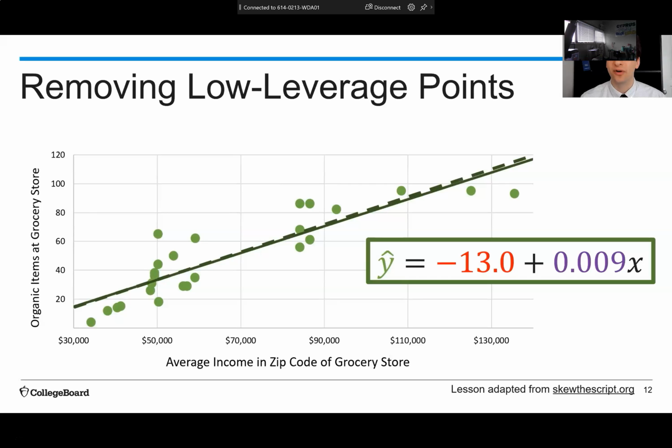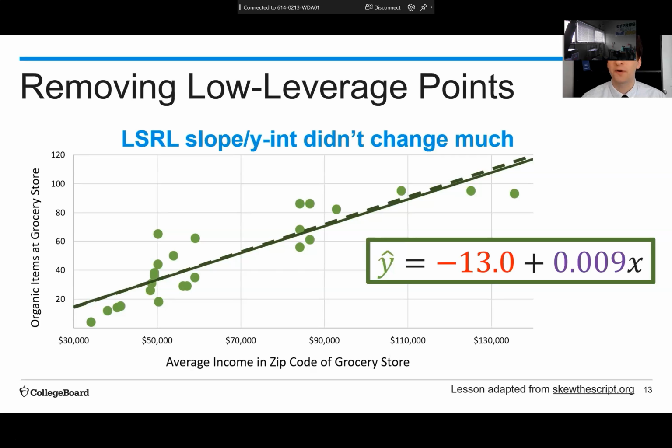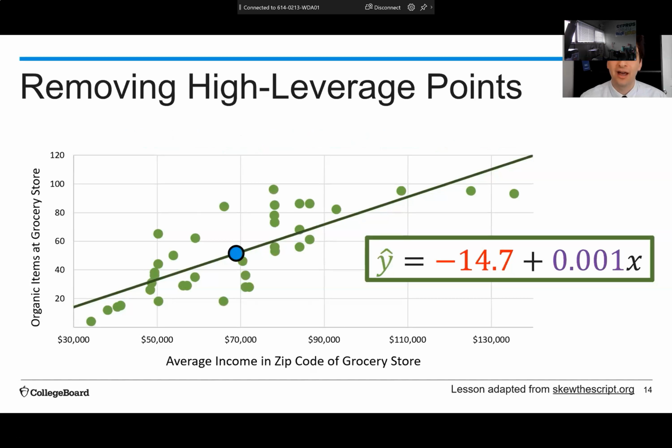When we remove those points, as we just did right there, the original least squares regression line is the dashed line you see right there. The new one is the solid line. You can see it didn't seem to change all that much. So when we remove all those points that on the x-axis are close to our mean point, the least squares regression line doesn't change an incredible amount.